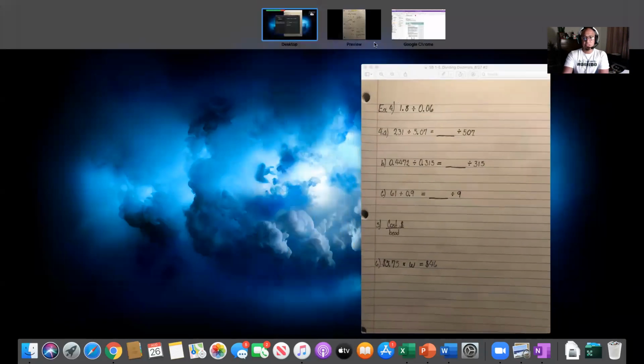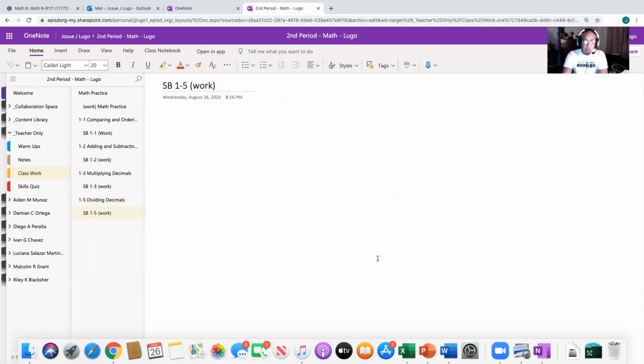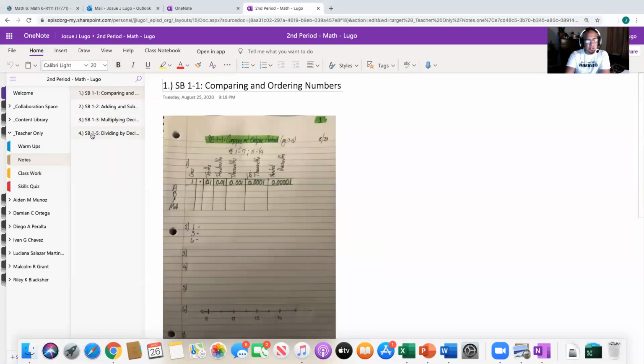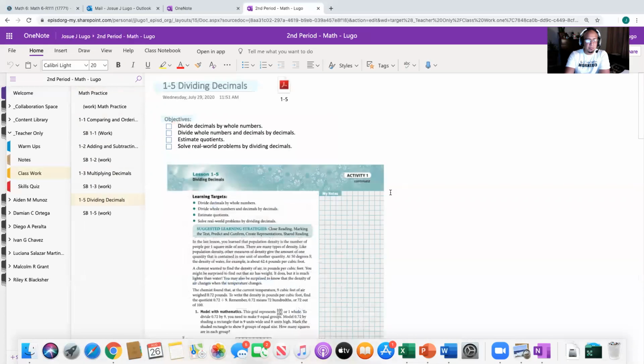Okay. Let us go to OneNote. And once you're on OneNote, click on your folder, obviously. Go to classwork and go to 1-5, dividing decimals. SB 1-5 work is where we're going to be uploading a picture of our notebook to show our work. And as we go to my personal notebook, where we're going to be copying our notes, please remember that I have also uploaded that onto the notes section under number 4, SB 1-5 dividing decimals. So let's go back to our textbook over here.